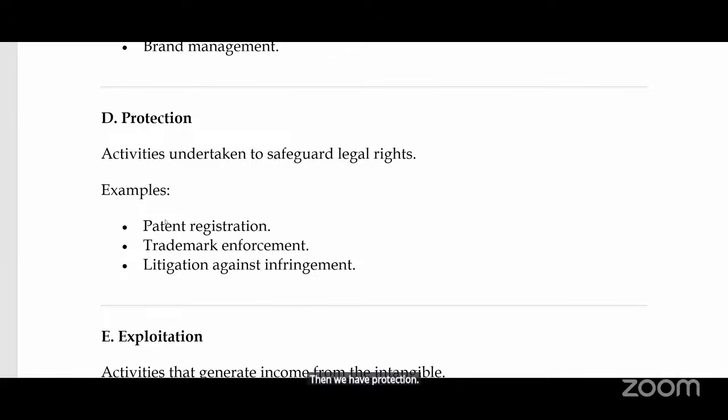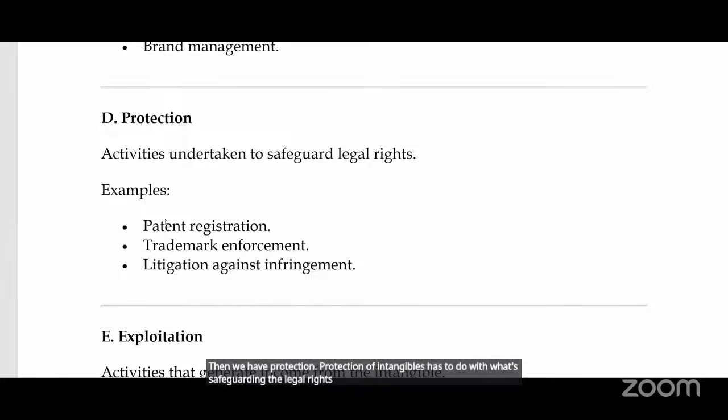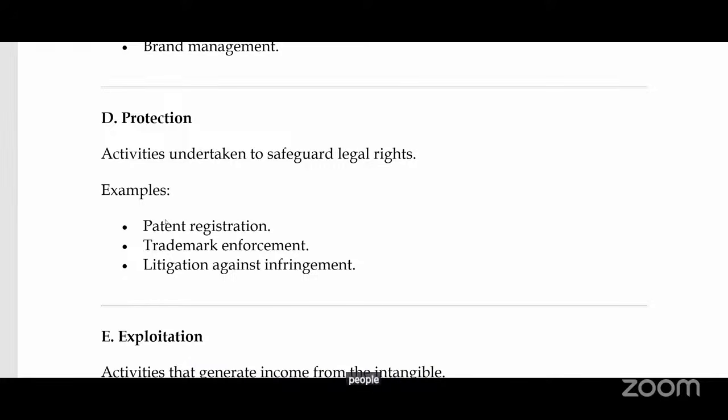Protection of intangibles has to do with what? Safeguarding the legal rights for that particular intangible. So, for example, when you are doing patent registration or enforcing a trademark, or looking at the processes for suing people who infringe upon the intangible.